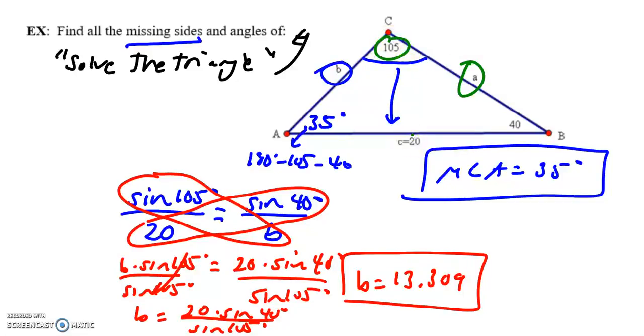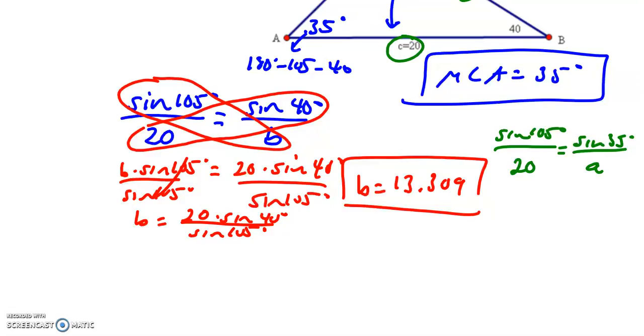Because I was given 105 and 20, I'm going to stick with it. Sine of 105 over its opposite side of 20. This time, if I want to find side A, the angle across is 35. So you could say the sine of 35 degrees all over side A. Just like last time, we could say A times the sine of 105 equals 20 times the sine of 35.